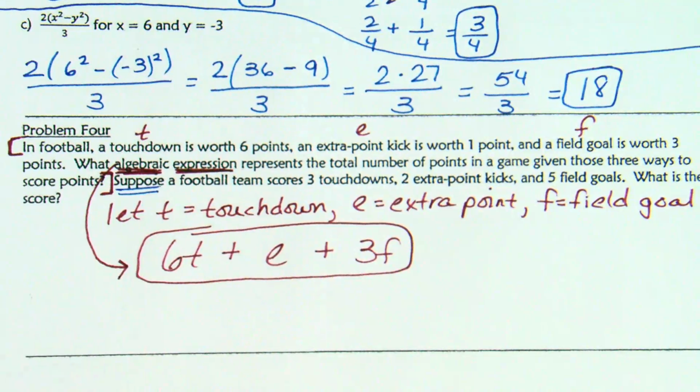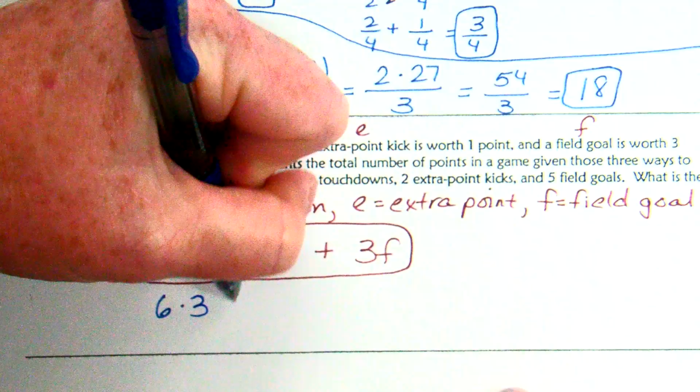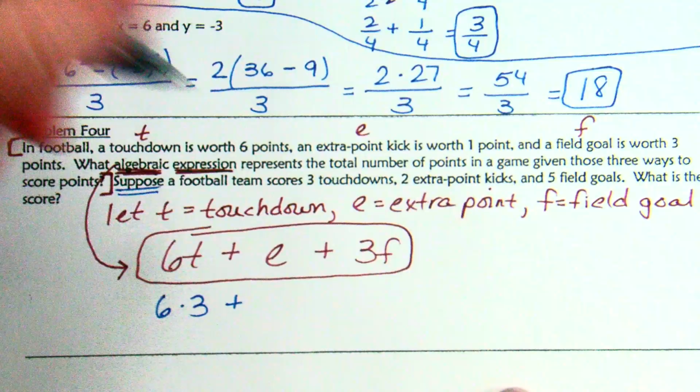Suppose a football team scores 3 touchdowns, 2 extra point kicks, and 5 field goals. What is the score? Now what do we do? Plug them in. Same thing you were doing on the other problems, right? So 6 times how many touchdowns? 3.